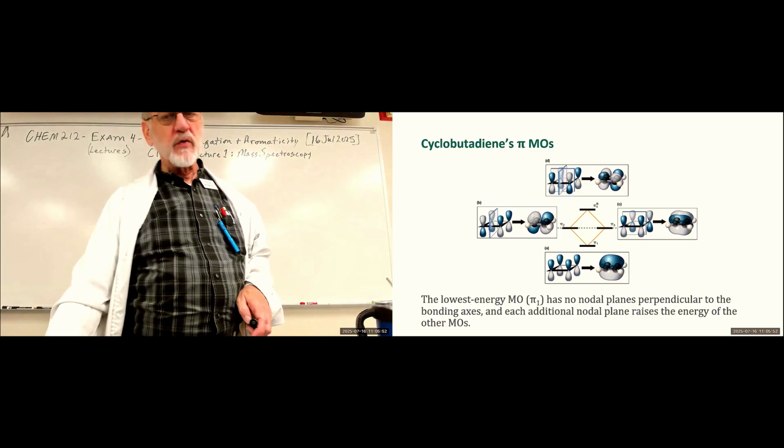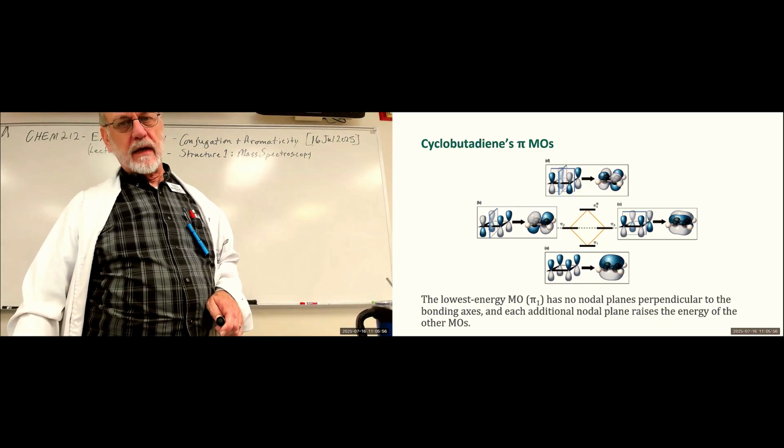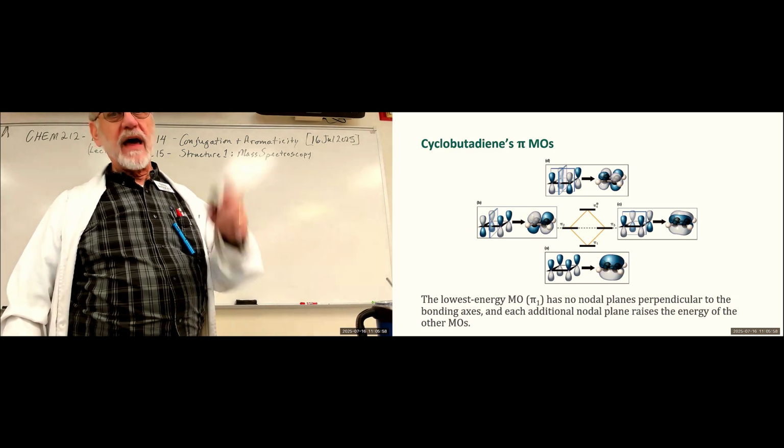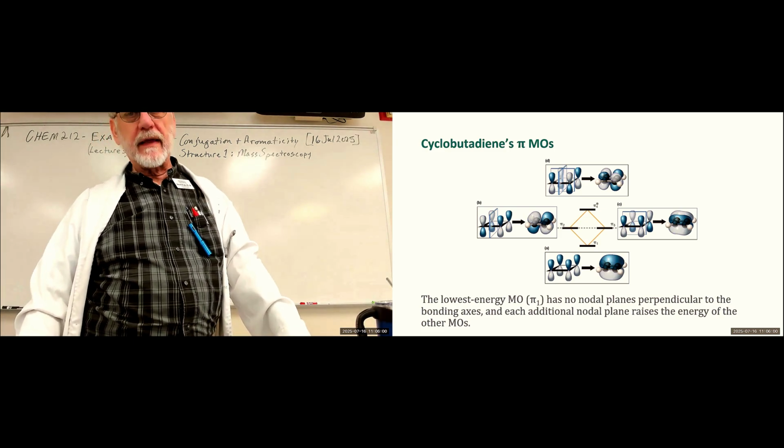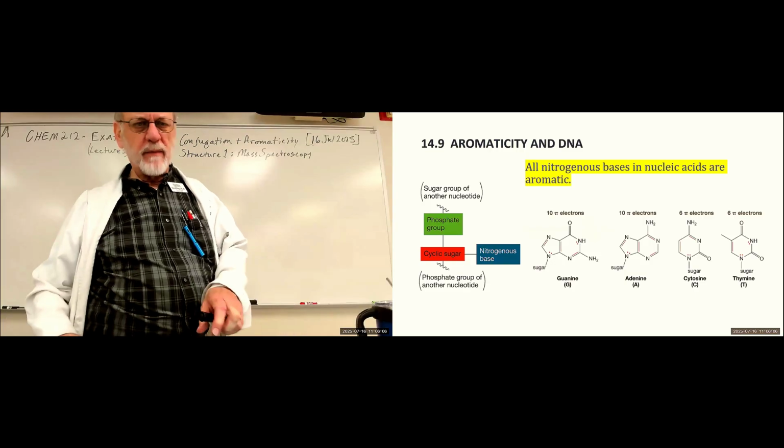Whereas if we put two nodes in there, now they're all out of phase with one another. You don't get any overlap for the pi orbitals. Those are anti-bonding orbitals. I hope that made sense.